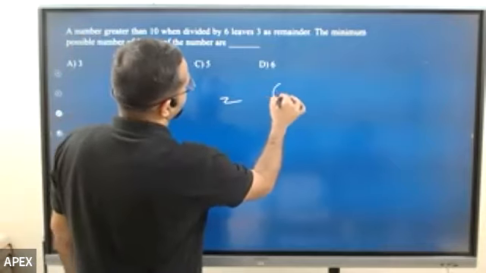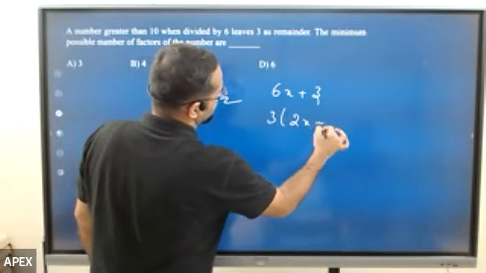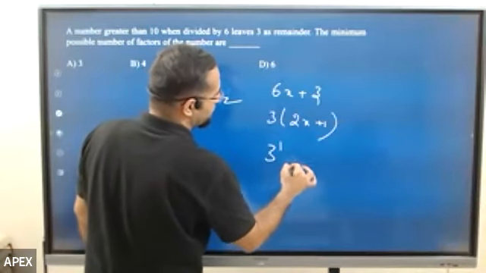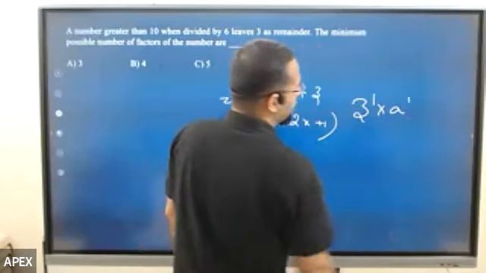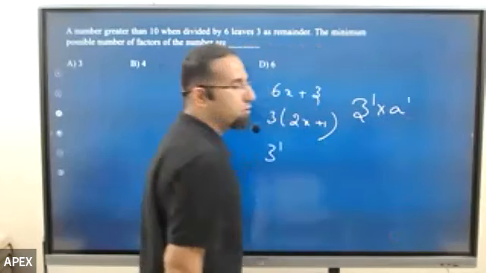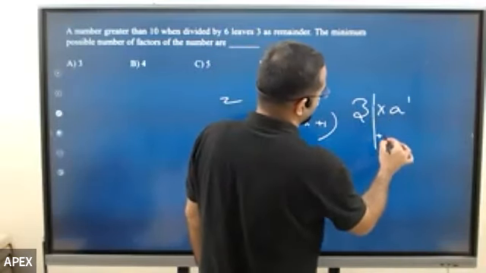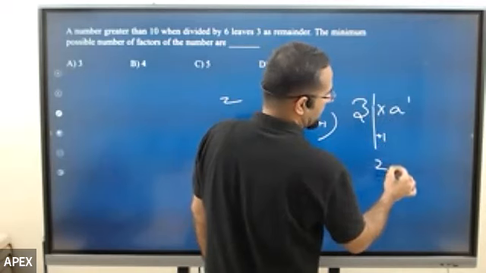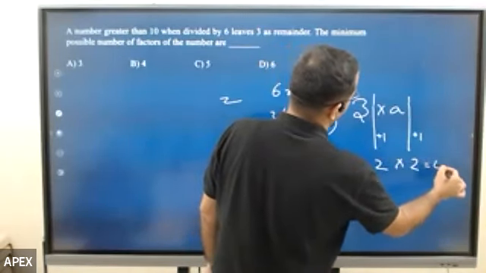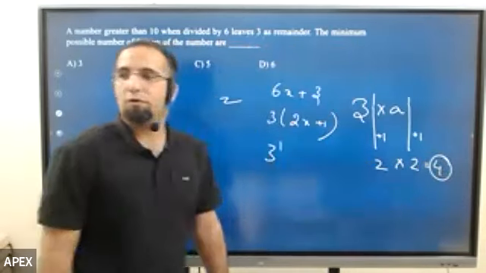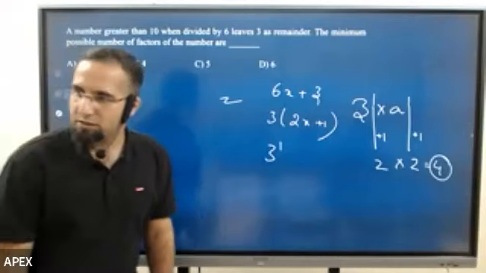Yeah, so I have 6x plus 3. I take a 3 common. This becomes 2x plus 1. This is 3 to the power 1. Okay, 3 to the power 1 into a to the power 1. Clear? If it is 3 to the power 1 into a to the power 1, then 1 plus 1, this becomes 2. Clear? And this will also become 1 plus 1, that is 2. So can I say the number will have minimum of 4 factors? Is that our answer? Yes, no, yes, no?